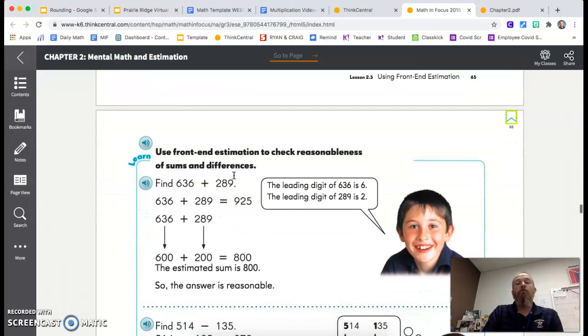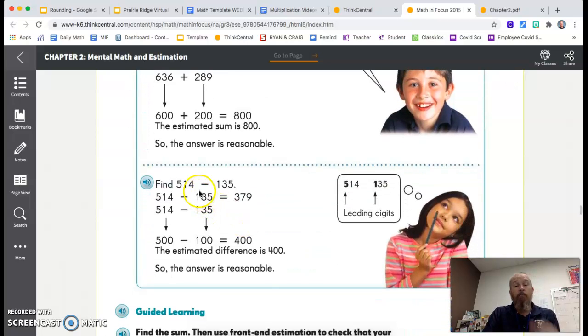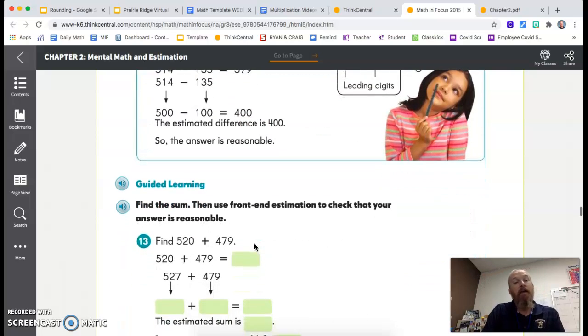Now it says to check reasonableness of the sums and differences. So basically we're going to do exactly what we did using front-end estimation, the leading digit. So 600 and 200 is 800. 925 is the actual real answer when adding those two together. So the answer is reasonable. It's 125 off, but you know, that's close. 500 minus 100 is 400. And the real answer is 379. That's really close to 400. So again, that is a very reasonable answer, okay?